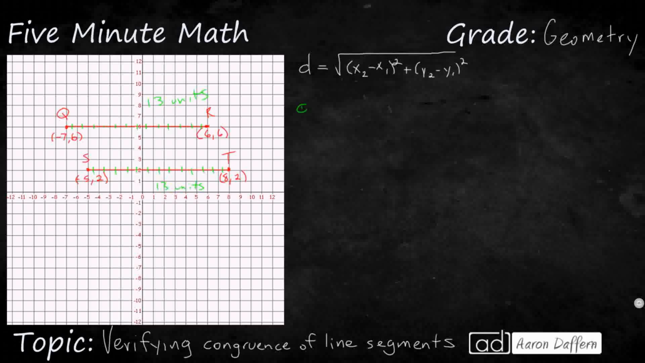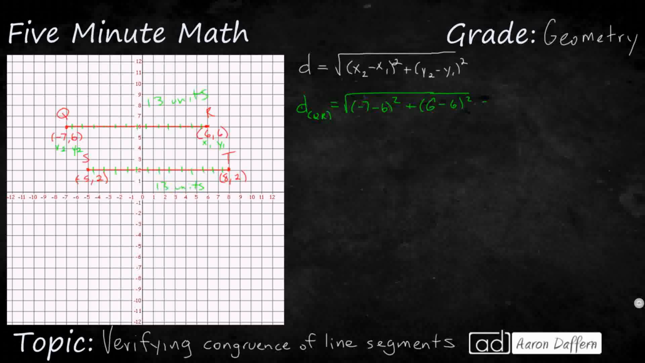So I'm going to say distance of QR, and that's going to equal the square root of, all right, so we need x sub 1 minus x sub 2. So let's make this x sub 1. Let's make that x sub 2. So it's actually x sub 2 minus x sub 1. So it's negative 7 minus 6 squared plus, and then the y's. Just have to make sure we match up our y1s and our x1s and our y2s with our x2s. So that's going to be 6 minus 6 squared.